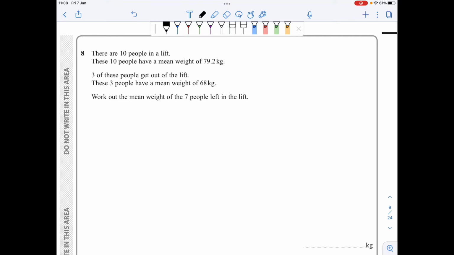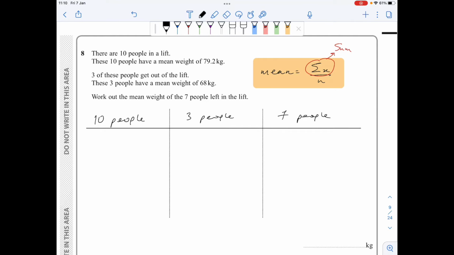For question 8, before we begin, let's remind ourselves of the mean formula. In this formula, when we write sigma x, what we mean is the sum of our observations. Now, I'm going to split my page into 3 parts: 1 part for the 10 people, 1 for the 3 people, and 1 for the 7 people. Using the formula for the mean above, for the 10 people, I have 79.2, which is the mean, equals the sum divided by 10. So the sum comes out to be 792.